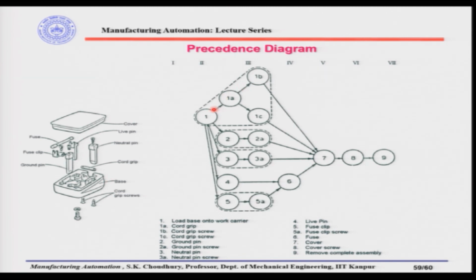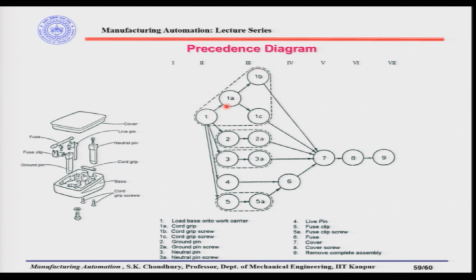In the precedence diagram, each activity is given a number and this is circled. For example, this 1 is load base onto work carrier. Since nothing can be done without loading the base onto the work carrier, all the arrows go from 1 to 1A, 2, 3, 4 and 5. Well, 2 is the ground pin, 3 is the neutral pin, 4 is the live pin, 5 is the fuse clip. Now, with the dotted line, the sub assemblies are being shown.